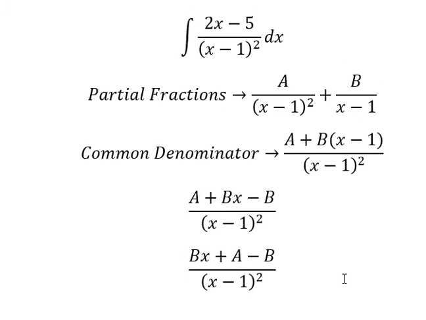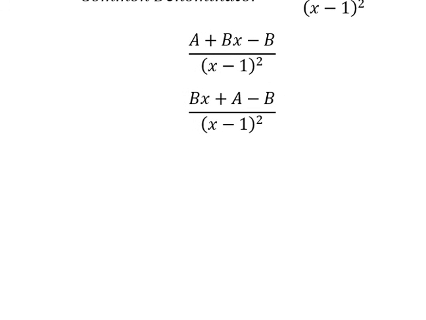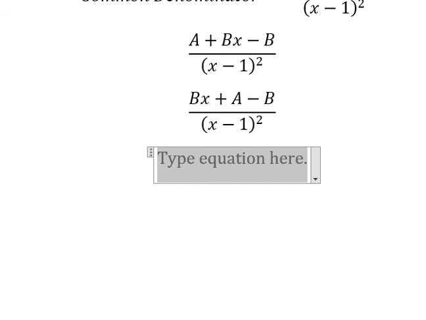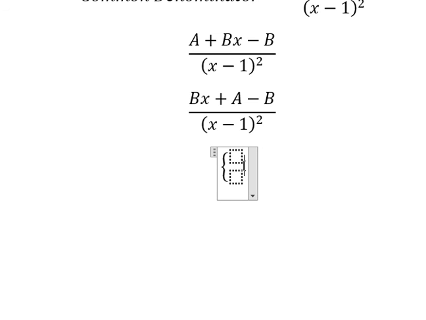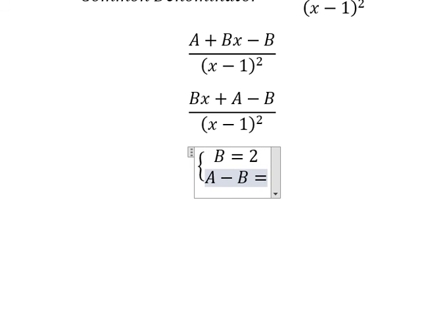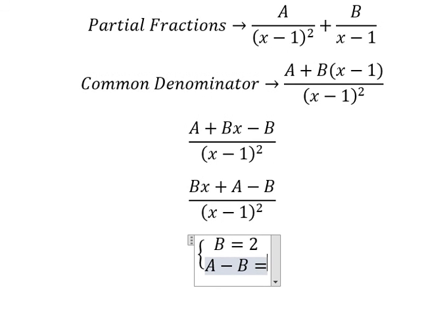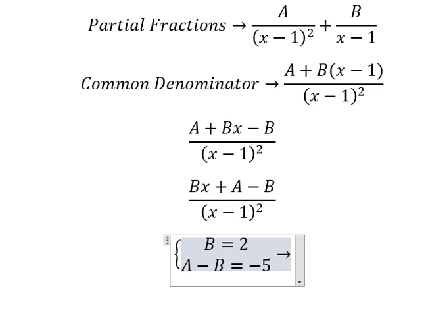Next, we need to compare coefficients. About s, we have number 2. So 2 equals B, and negative number 5 equals A minus B. So we have the system of equations. Now we need to find the solutions of A and B.